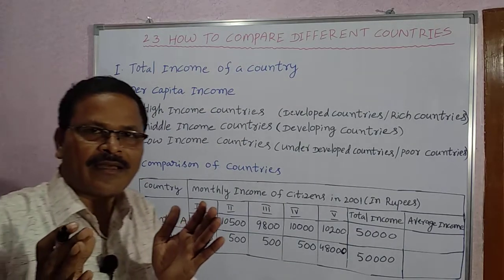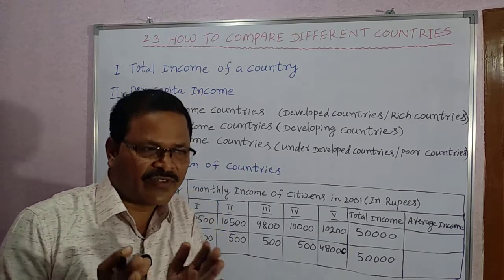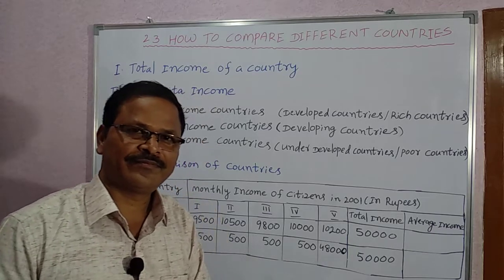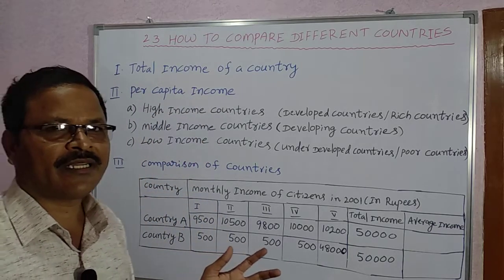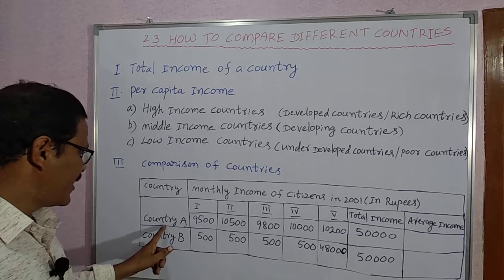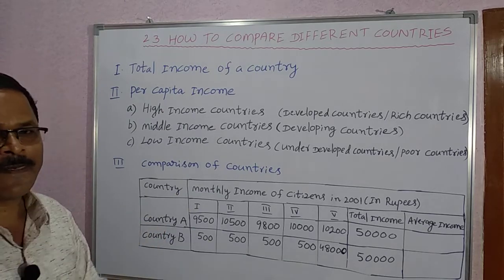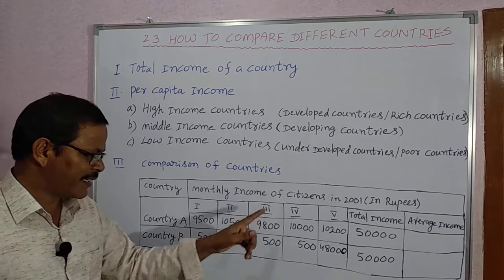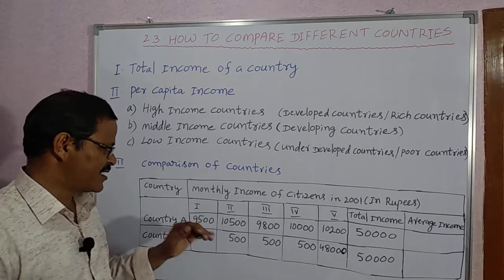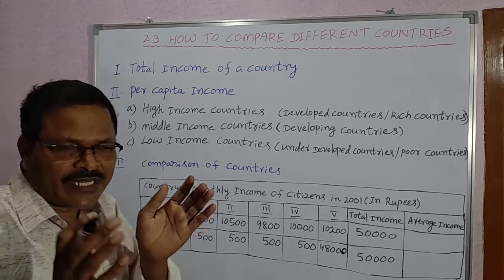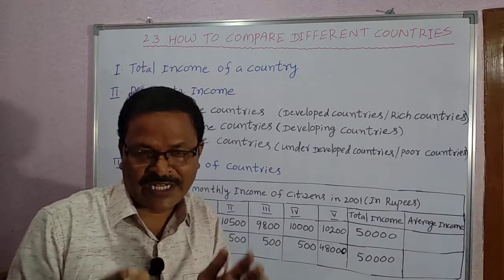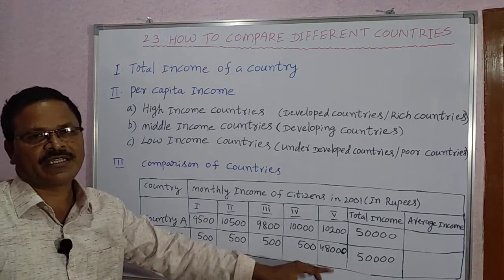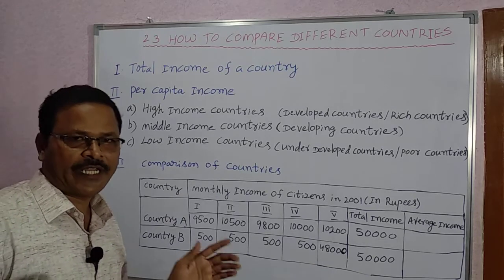Both countries have 50,000 rupees as the total income. Are they both developed? Your answer may be no. Country A is better than country B. What is the reason? The citizens of country A have sufficient incomes to live. In country B, one person is very rich, the remaining 4 persons are very poor.